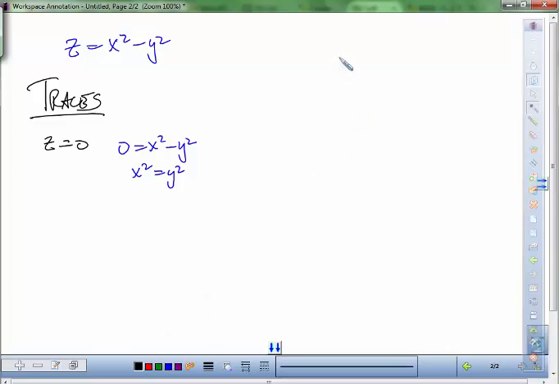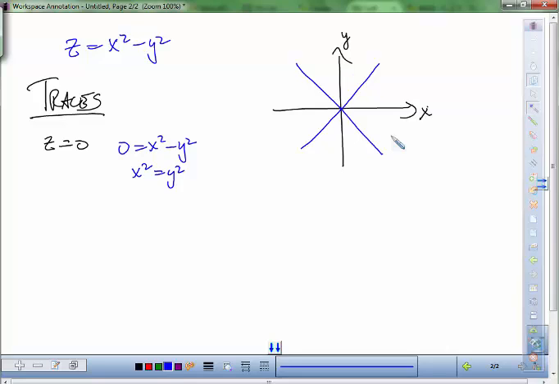So we can say that a trace for this graph on the xy plane, for this first one, would actually be 2 lines. Sometimes we label it, so we can label it z is equal to 0. Okay, that's interesting.